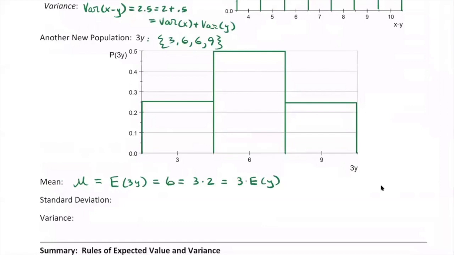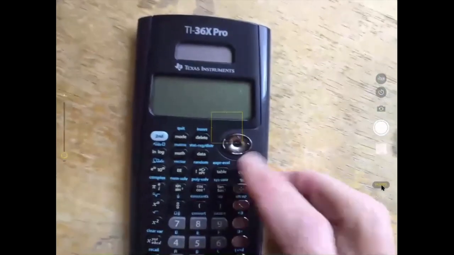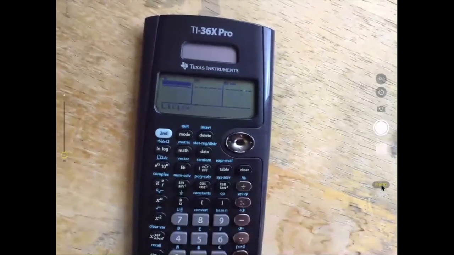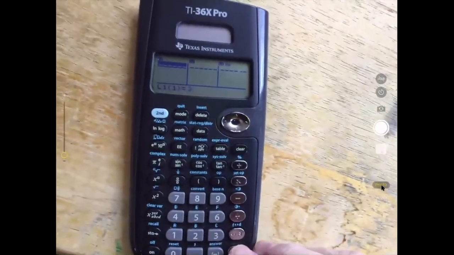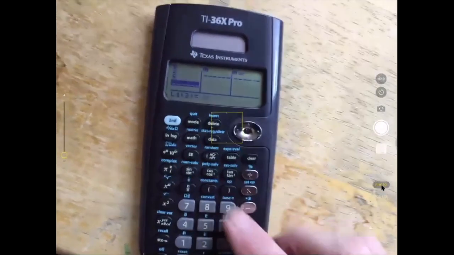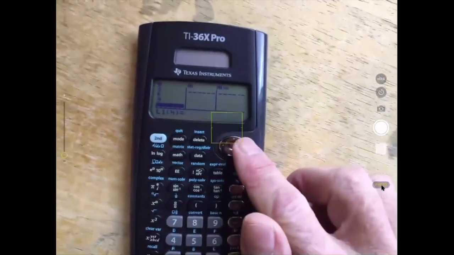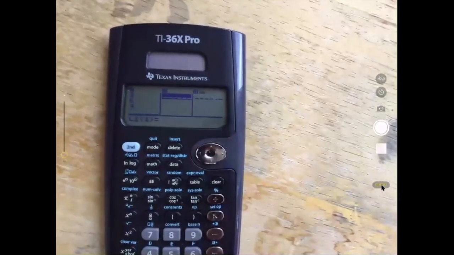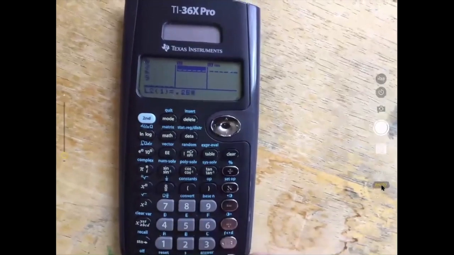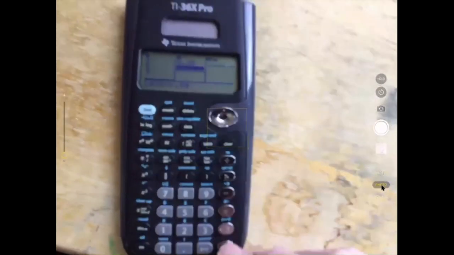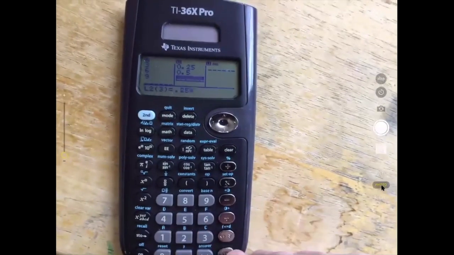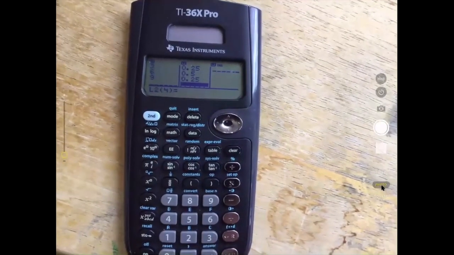Okay, now I don't want to try and do the standard deviation in my head. So I'm going to go back to my calculator real quick and see how this works. Okay, data. It was 3, 6, and 9. Okay, and then the probabilities were 0.25, 0.5, and 0.25, like that. Okay, then you press clear.